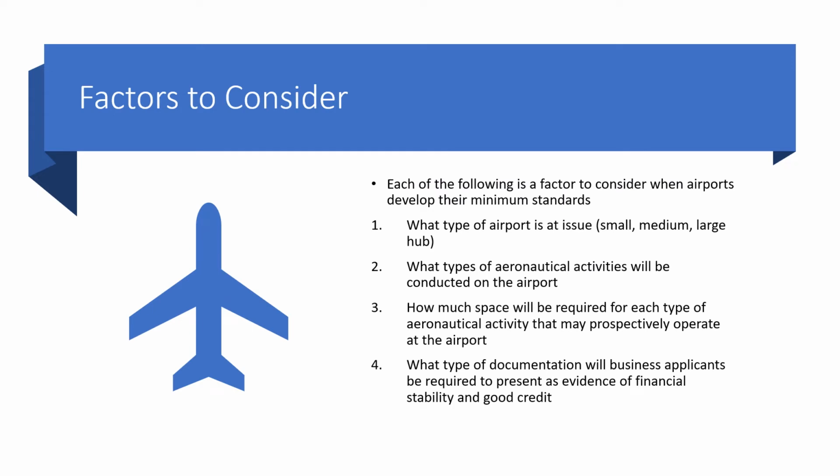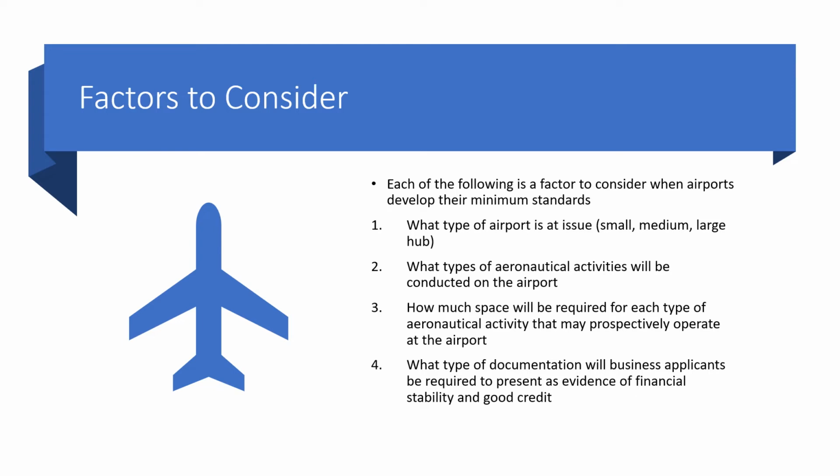So here we go, the factors to consider. Each of the following is a major factor that plays into the formulation of policy. The biggest is the type of airport: small, medium, large. And then the next is the type of aeronautical activities that will be conducted.